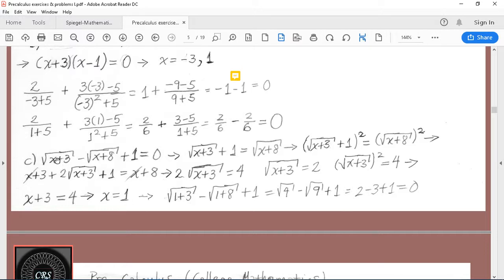Okay, we replace 1 here and here, and we have the square root of 1 plus 3, which is the square root of 4, is 2. Square root of 1 plus 8 is the square root of 9, which is 3. We have 2 minus 3. 2 minus 3 plus 1 is 2 minus 3 is minus 1, plus 1 is 0. So that means that our solution, that is x equals 1, is the correct solution.